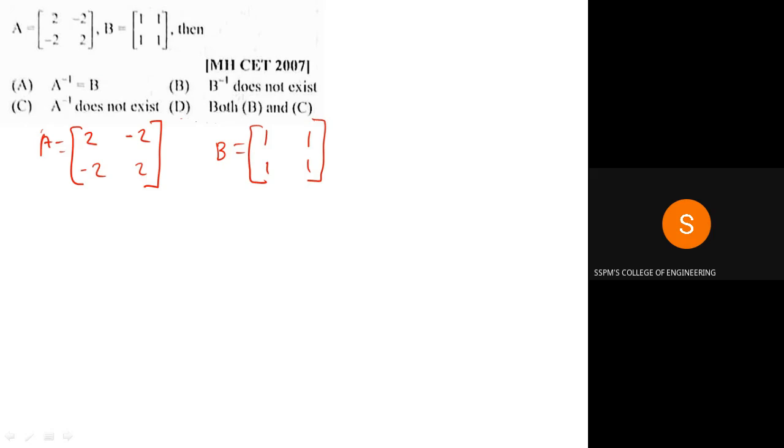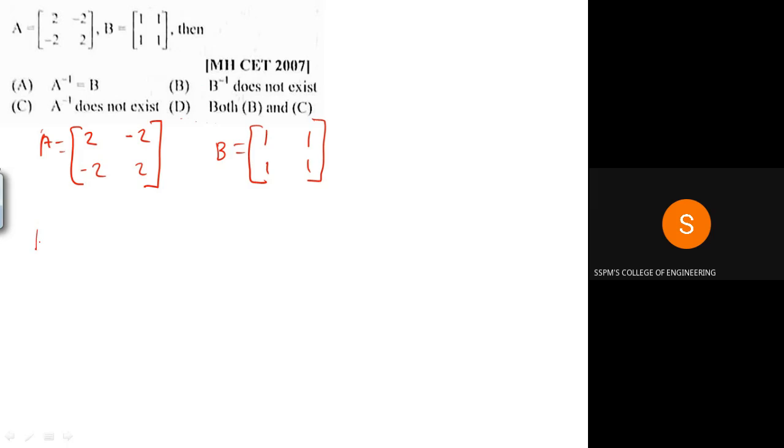The second option is B inverse does not exist. The third option is A inverse does not exist. And the fourth option is both B and C. So this has a high probability that both of these matrices do not have an inverse. So what we have to find today? We will find the determinant of these matrices.